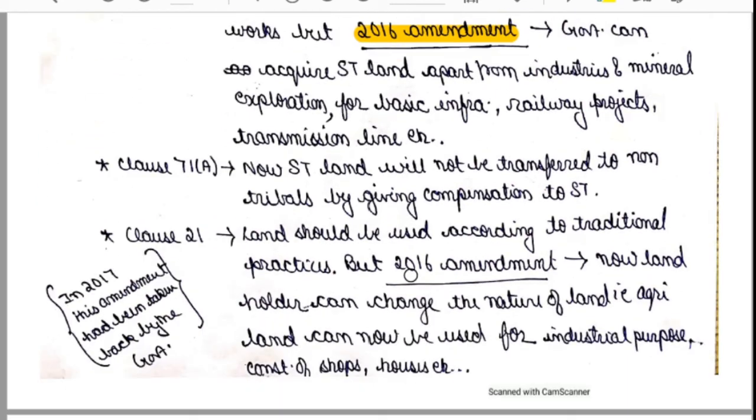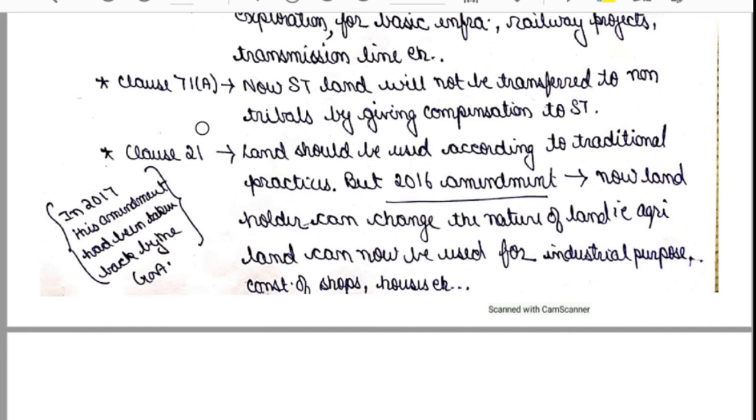Okay. Now clause number 71A also says that now ST land will not be transferred to non-tribals by giving compensation to scheduled tribes. And clause number 21 says that land should be used according to traditional practices. But in 2016, our government brought an amendment under which the landholder can change the nature of the land. That is, agricultural land can now be used for industrial purposes, construction of shops, houses, etc.